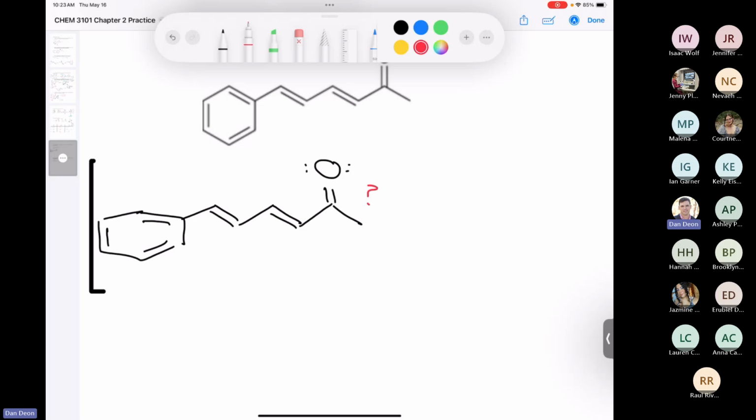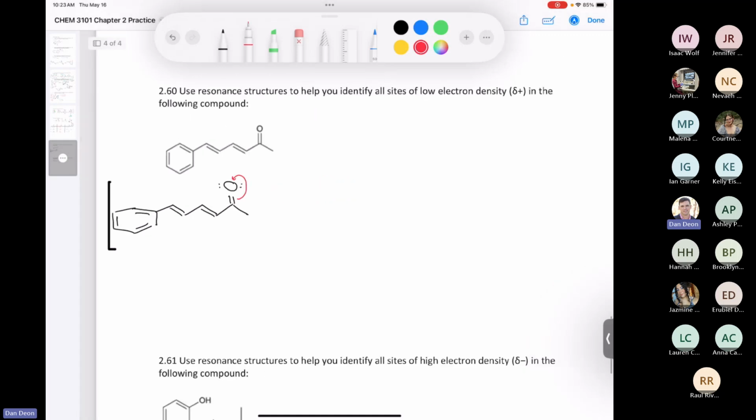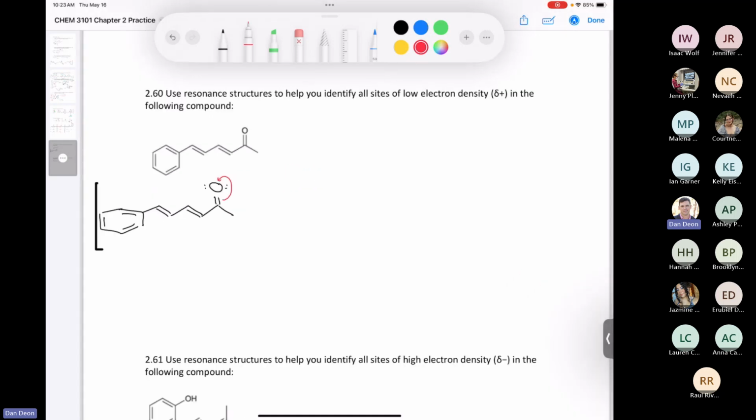So which atom is more electronegative? Is it oxygen or carbon? Exactly. Oxygen is more electronegative. So if you have a double bond between atoms of differing electronegativity, the more electronegative element is going to take the electron. So now, when we draw the resonance form of this guy, it's going to look like this.